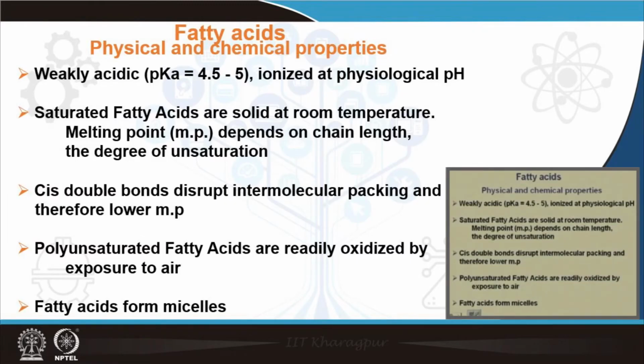So, these are the basic physical and chemical properties of fatty acids. What we have to remember is that they are weakly acidic. Saturated fatty acids are usually solid at room temperature, and the melting point is going to depend upon the number of carbon atoms you have and on the degree of unsaturation. The more cis bonds you have, the lower the melting point is going to be, because you are going to disrupt the intermolecular packing between the hydrophobic chains.